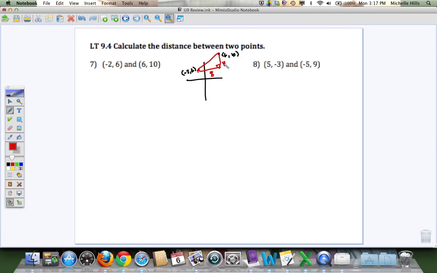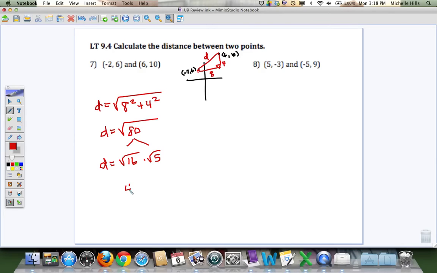So 8 squared plus 4 squared equals d squared, which means d is the square root of 8 squared plus 4 squared, which means d is the square root of 64 plus 16 is 80. But then I have to go and look, and 80 has a perfect square in it. 16 goes into 80 5 times. So I end up with 4 times the square root of 5 for the distance.